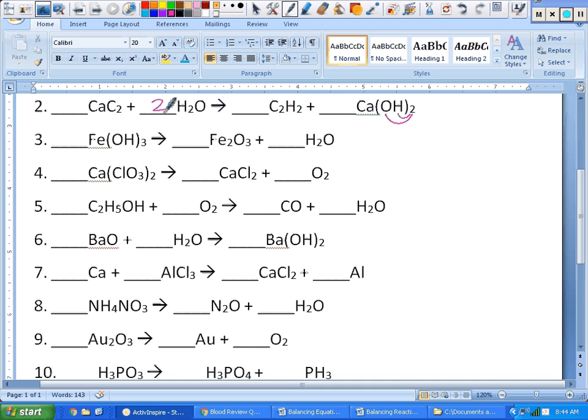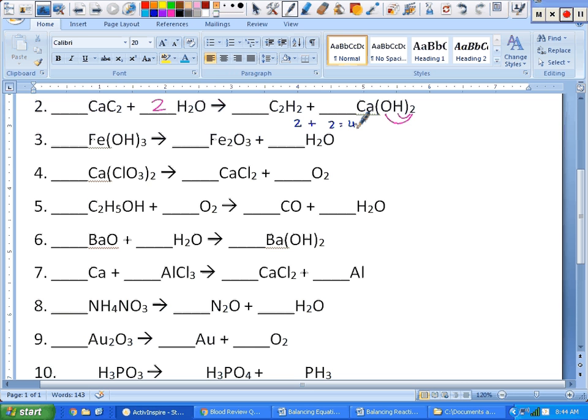All right. Now how many hydrogens does that give me on my left? 4. Now we got to add them all up over there on the other side. So how many hydrogens are in C2H2? There are 2 of them. How many hydrogens are in CaOH2? There are 2 of them. What is 2 plus 2? 4. So is it balanced? Yes. So the way you would write your answer is 1, 2, 1, 1. Cool with that? All right. Look at the next one.